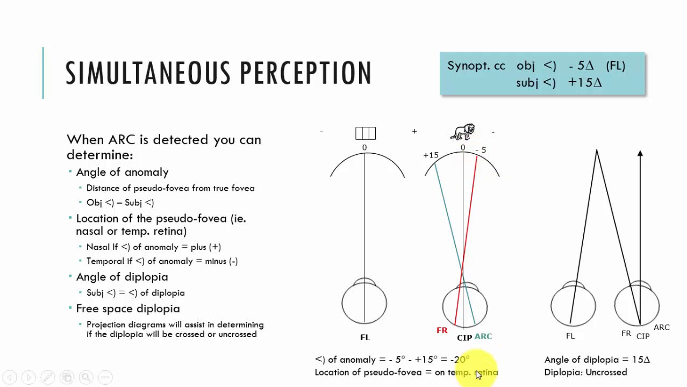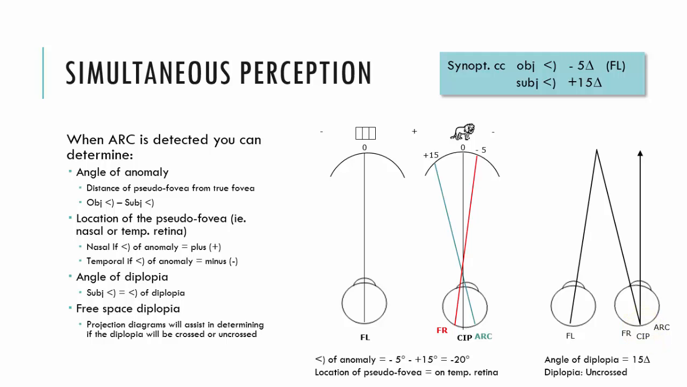The other bit of information is that we get a sign here of minus, which indicates on what part of the retina the pseudofovea is expected to be. And when we draw it in free space, we can see that the CIP is indeed on temporal retina. So minus represents temporal, plus represents nasal. And here is the fovea. CIP is temporal to the fovea of the right eye. So should you draw a projection diagram that doesn't match the angle of anomaly, then you have an issue with something that you've drawn, because it should match.